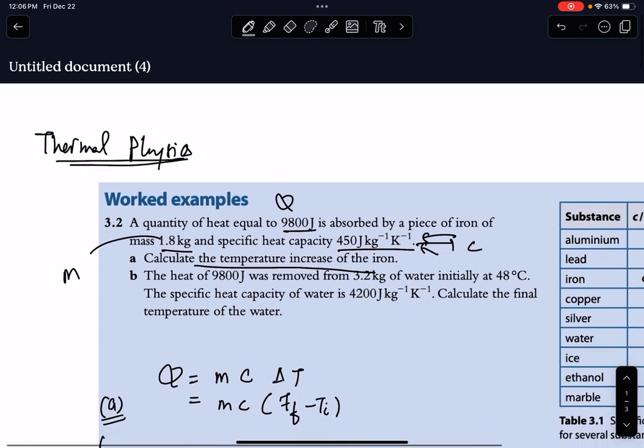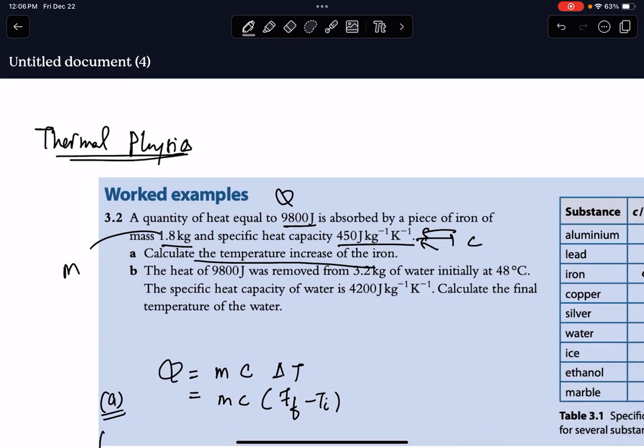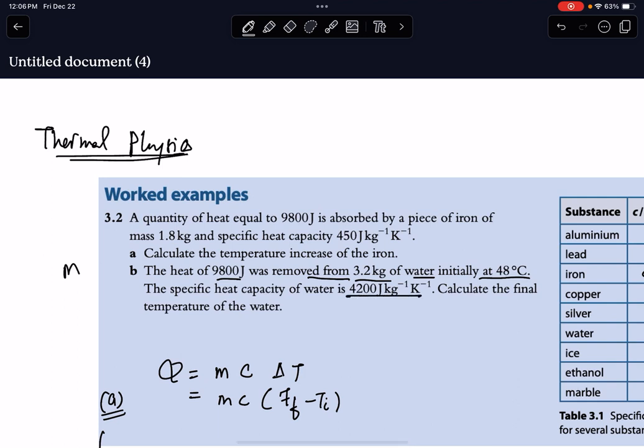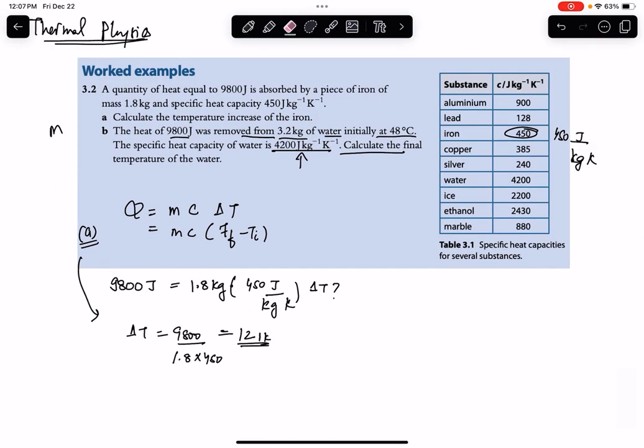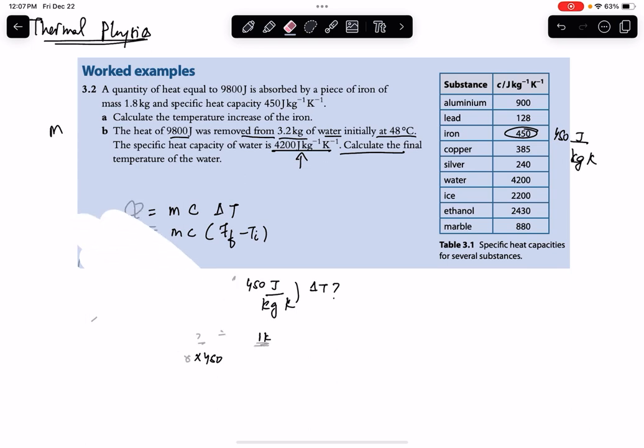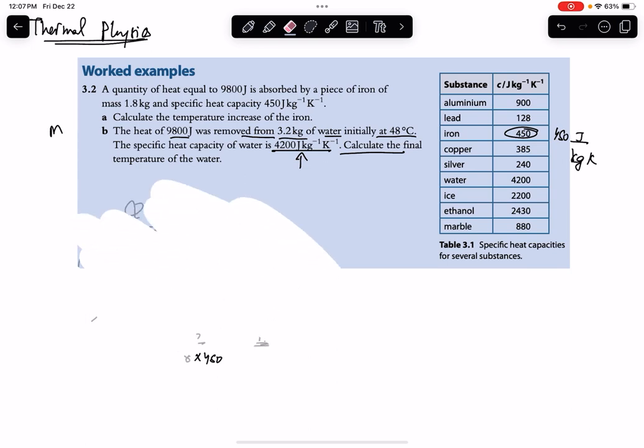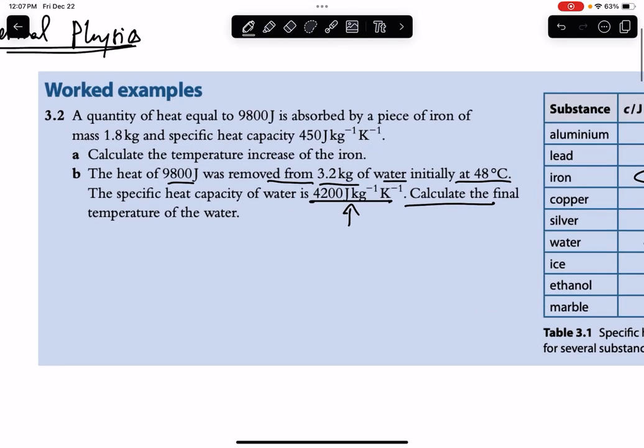Now we can look at part B. In this case, the heat of 9800 joules was removed from 3.2 kilograms of water, initially at 48 degrees Celsius. The specific heat capacity of water is given over here, so calculate the final temperature of the water. For part B, I'll erase part A, and if you want to copy this, you can rewind the video for that.